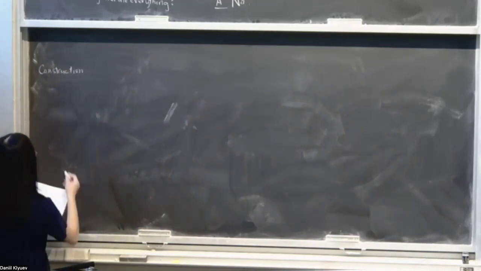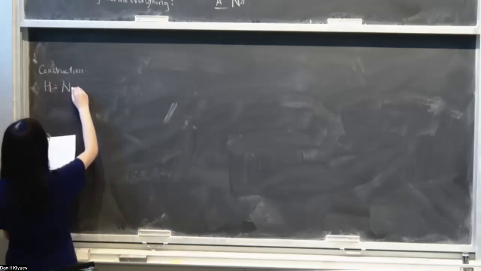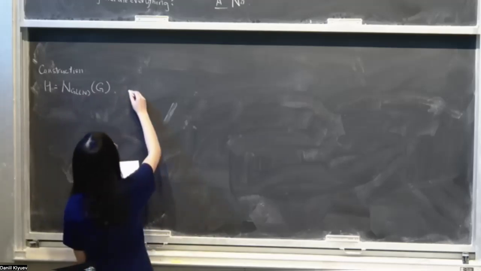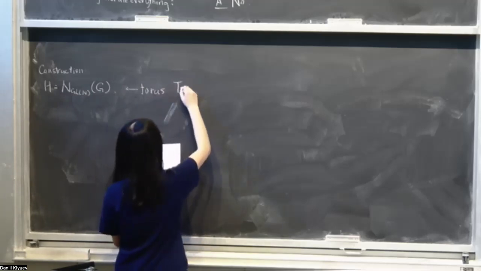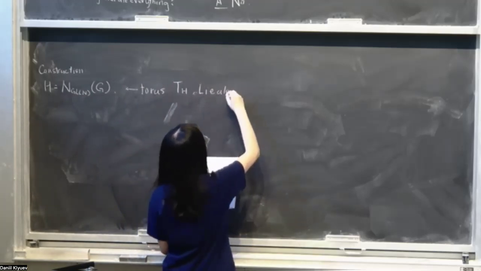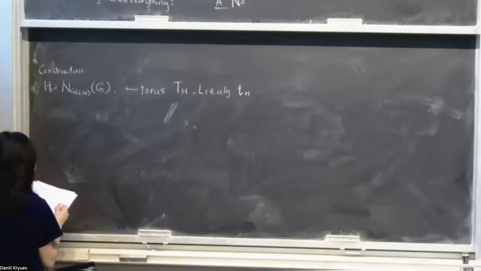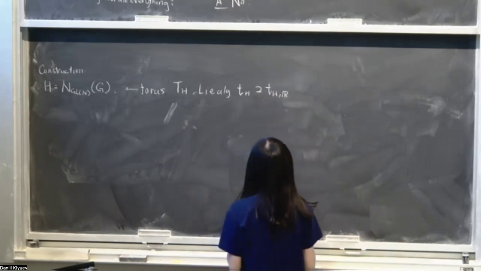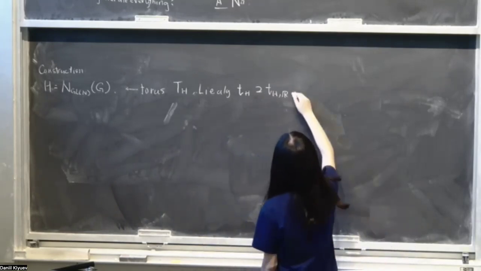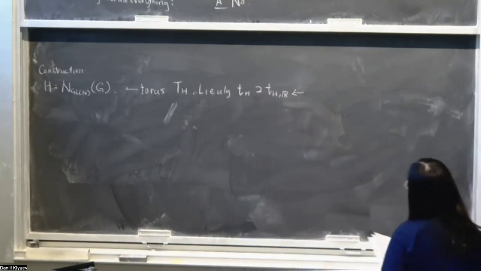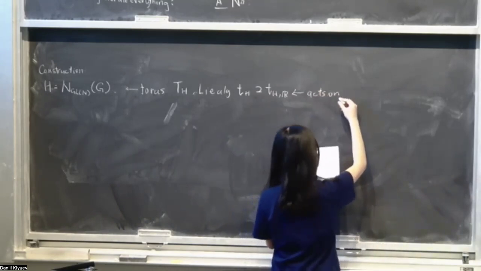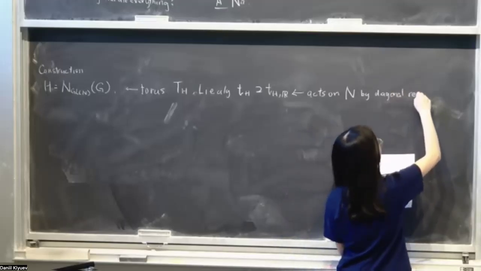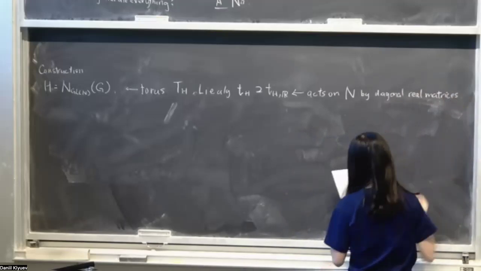Okay, so let H be the normalizer of G inside GLN. This thing has a torus TH with the algebra small TH. And then this thing has a real subalgebra PHR. So the thing we want to know is that this thing, much like that from before, acts on n by diagonal real matrices.